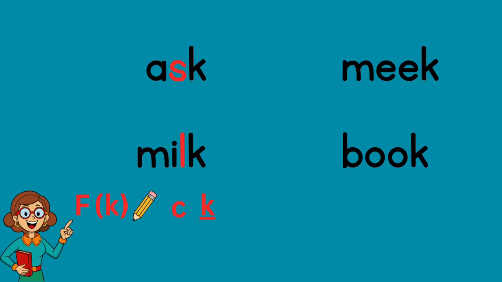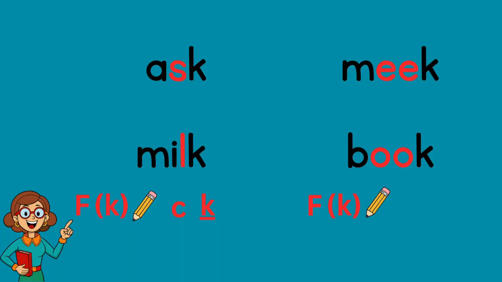Let's look at the words in the second list. Listen as I read them. Meek, book. What are you noticing that are there before that final K that is spelled K? Right, two vowels. They're adjacent vowels. Adjacent means vowels that are side by side. So that final K is spelled with what? K right after adjacent vowels.